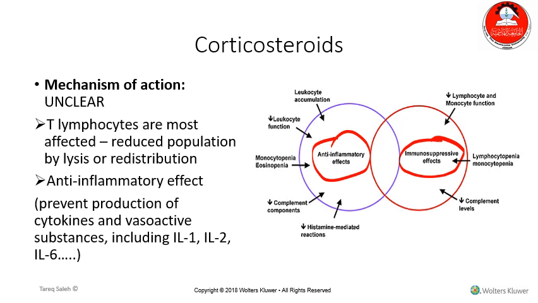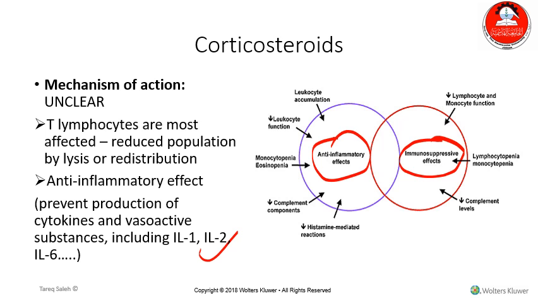In addition to that, we know that corticosteroids enter the cell and bind to the steroid receptors that are located in the cytoplasm. This activates steroid receptors, which then translocate into the nucleus, where they mediate the production of many cytokines and vasoactive substances, including IL-1, IL-2, and IL-6. And remember, all of these interleukins are very important for the activation of the immune system.